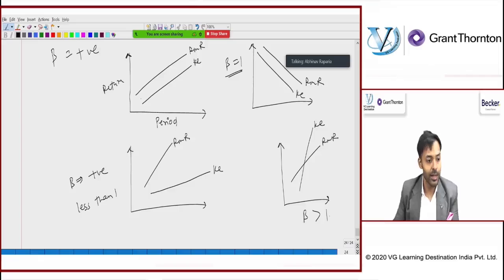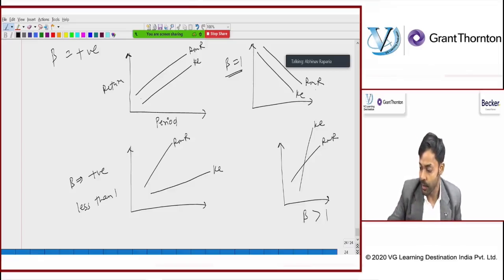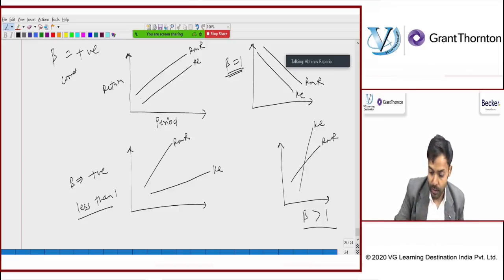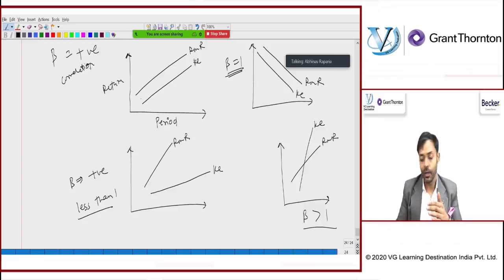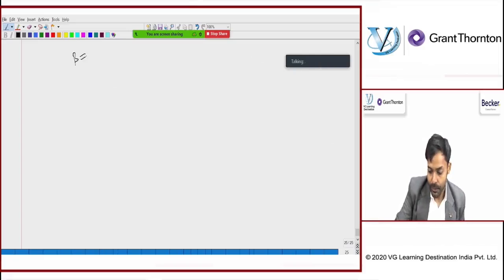But in all the 3 scenarios, we have done the same in the equation, and now we have done the chart for the same. When it is 1, less than 1, or more than 1, in all the scenarios there is a positive relationship. So it's a positive correlation. If the market is going up, the stock is also going up. If the market is falling, the stock is also falling. Now the question comes in: can beta be negative, or can beta be 0?